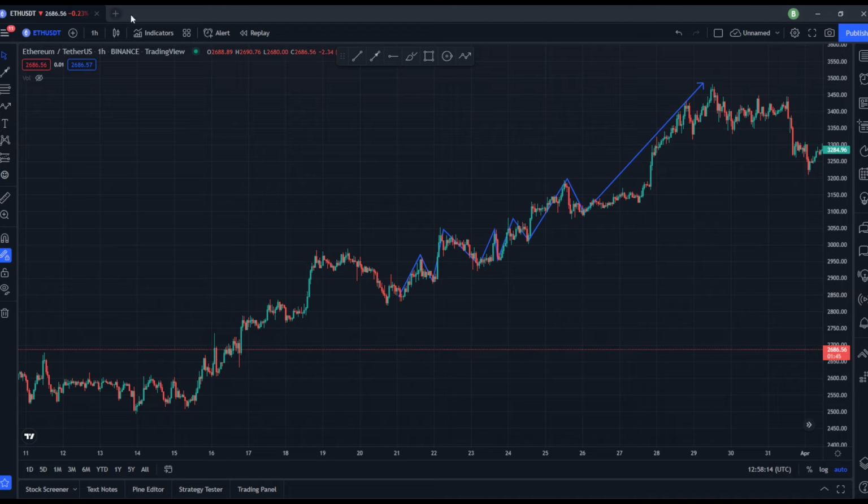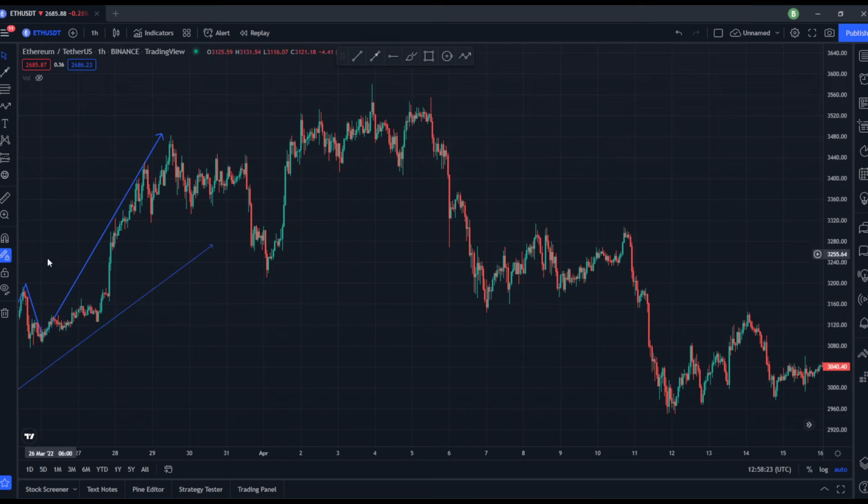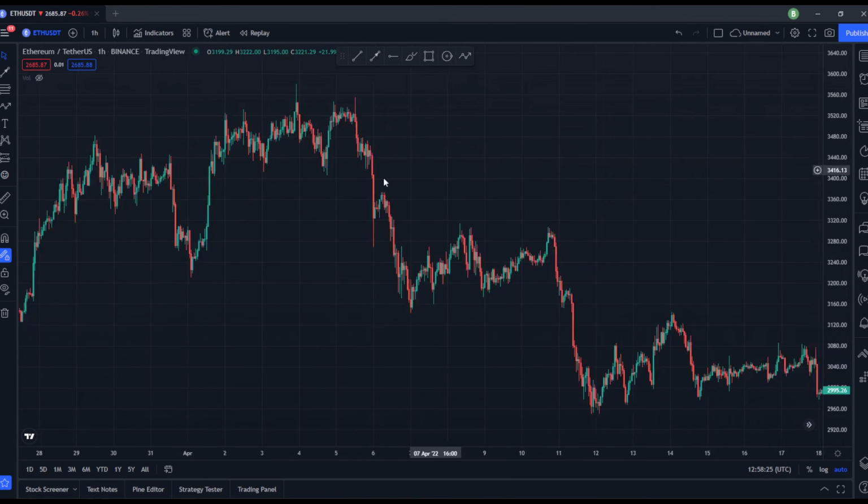Moving forward, we have the higher highs, the higher lows, for the trend to the upside. Okay.